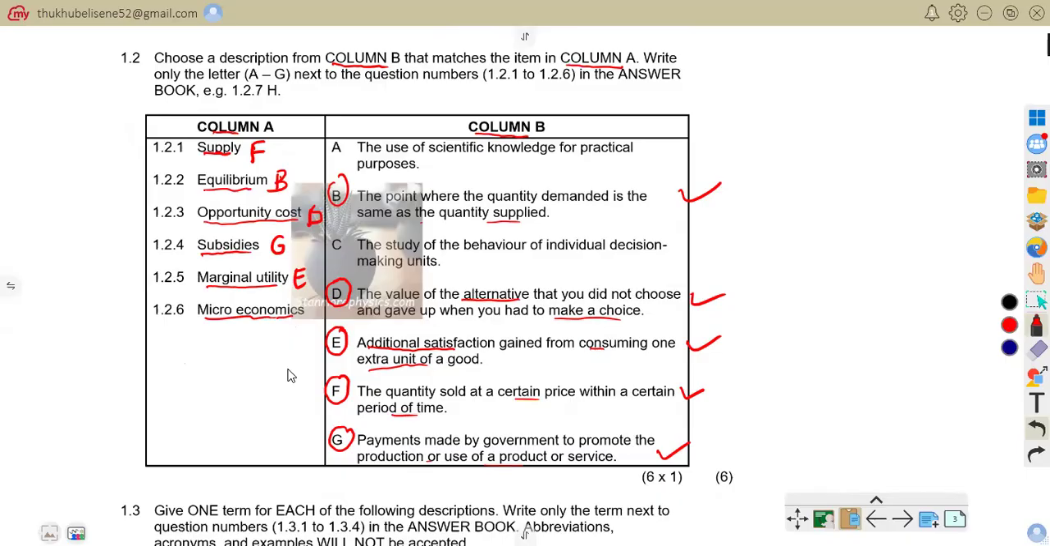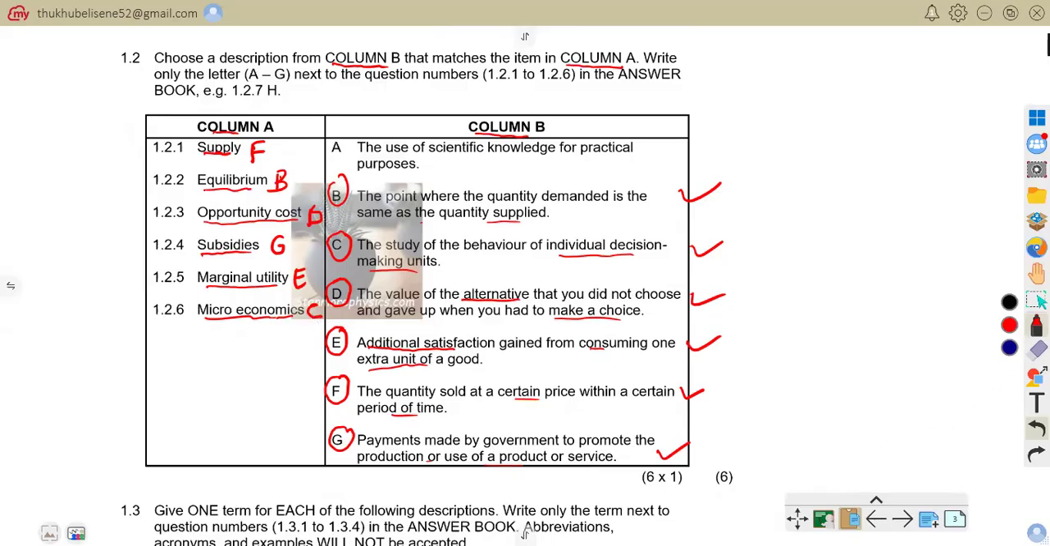Microeconomics. So which description matches microeconomics? You can say now C matches microeconomics. C says the study of behavior of individual decision-making units. Meaning to say, microeconomics studies individual consumers and business. For example, studying how a local shop decides prices or how a family decides what to buy is in microeconomics. So, good people, we are saying C is the correct answer.